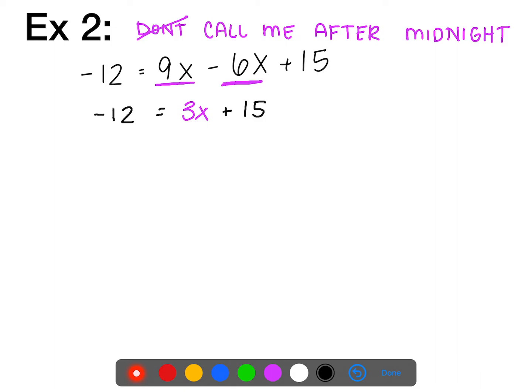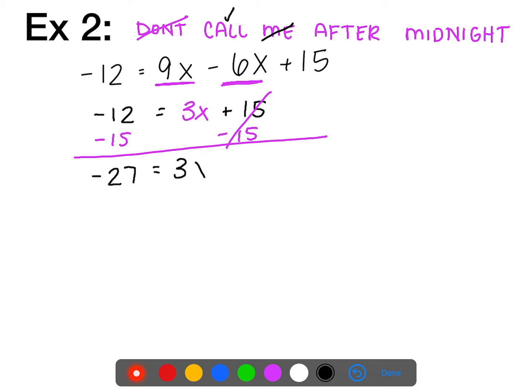And now at this point, I've combined my like terms. I know I'm not moving any variables. I got to get that 15 to the other side, right? So if it's being added, I'm going to subtract it. I subtract it. And when I'm subtracting 15 from negative 12, they both have negative signs, so I'm really adding them together. It's going to stay negative, so I get negative 27 equals 3x.